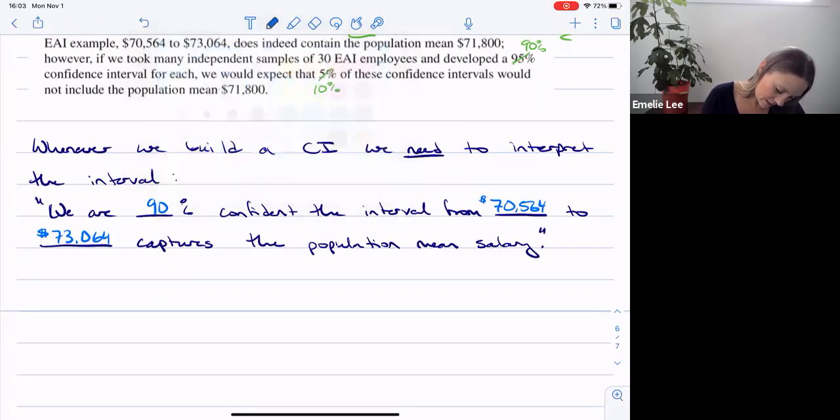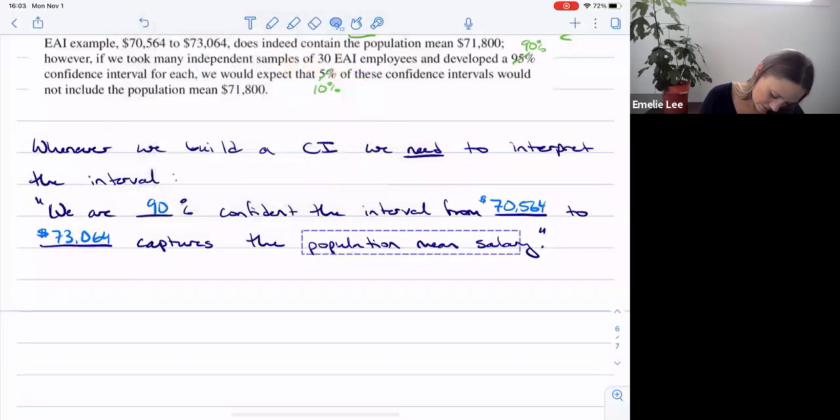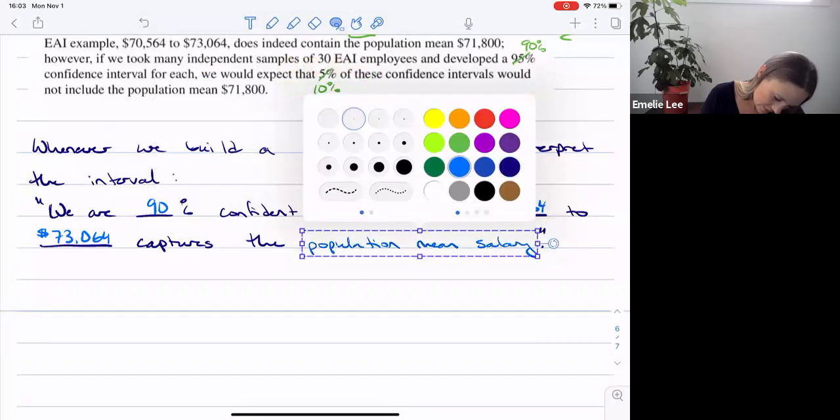Okay, and of course, I should have done this in a different color. Style. Huh.